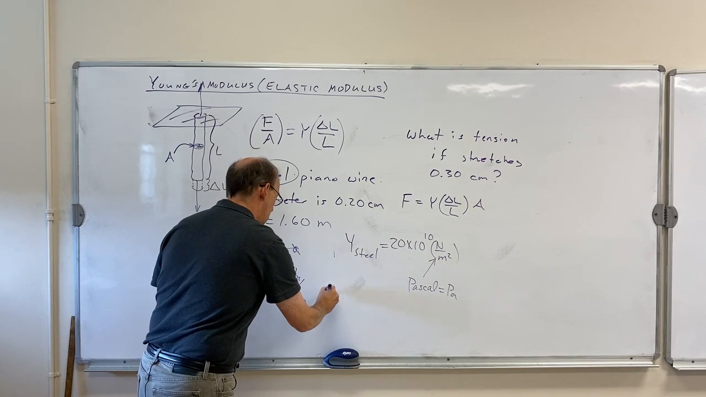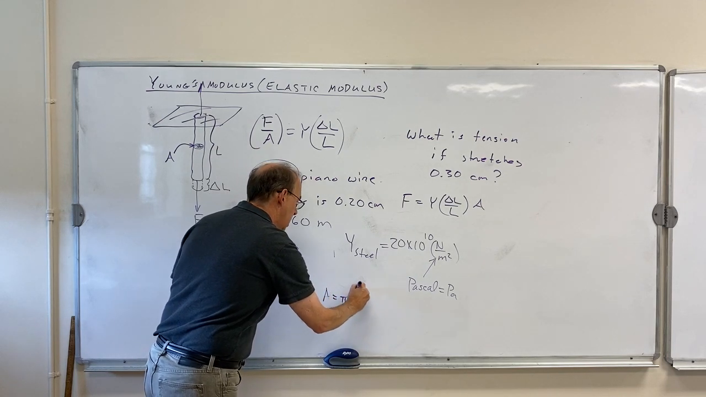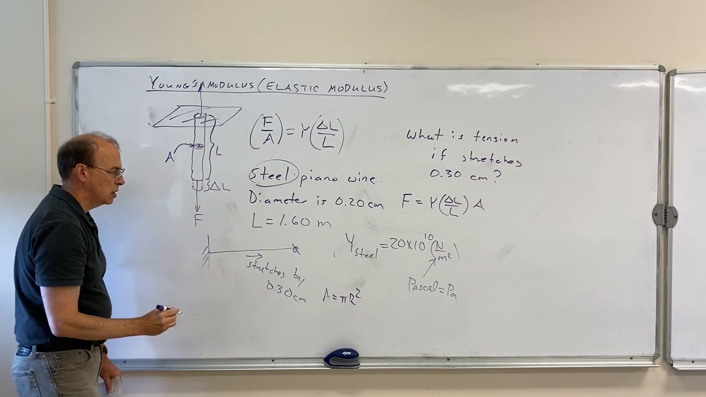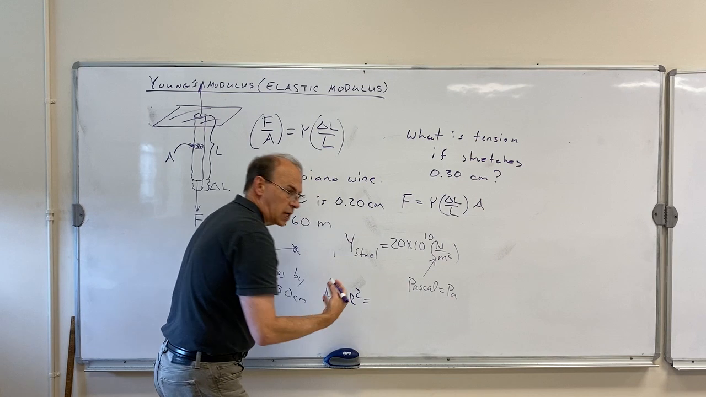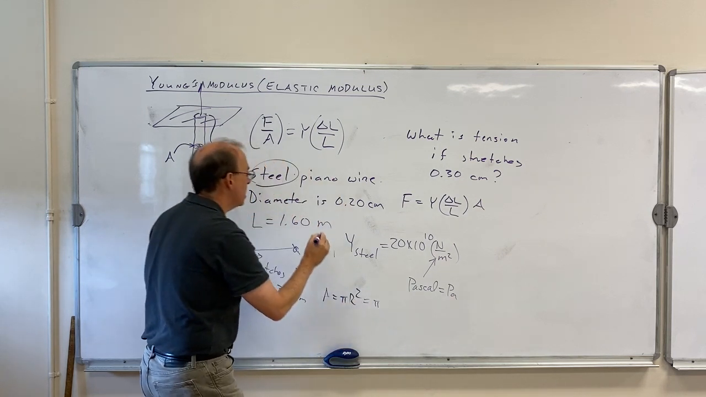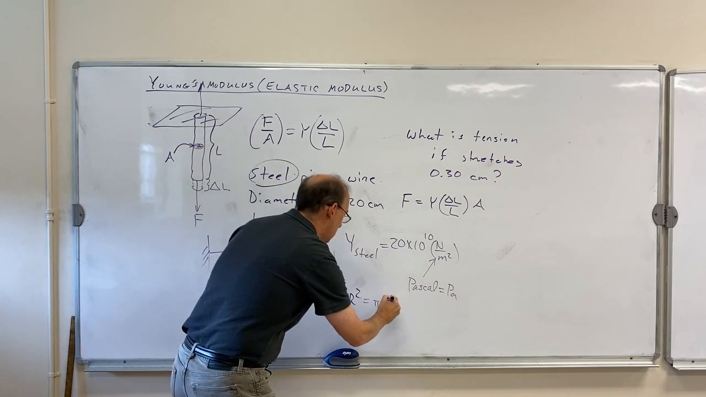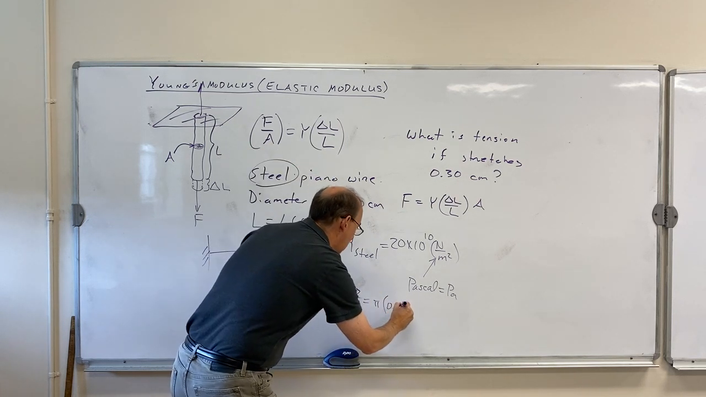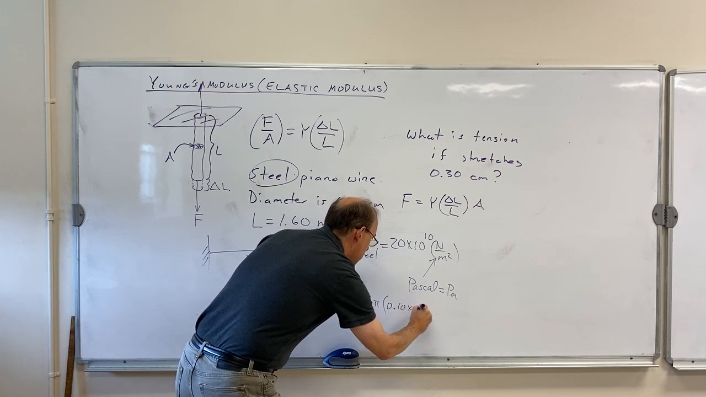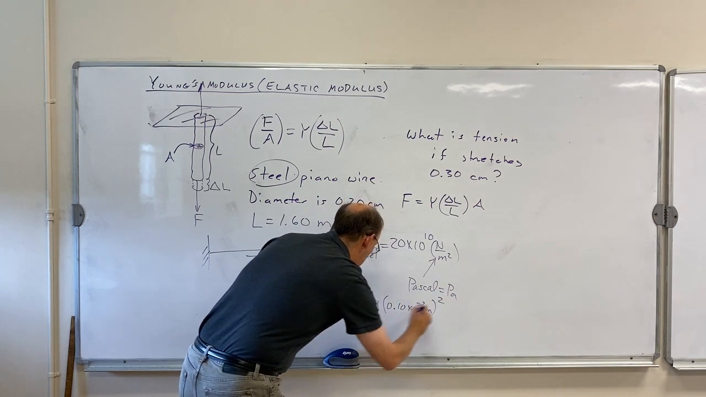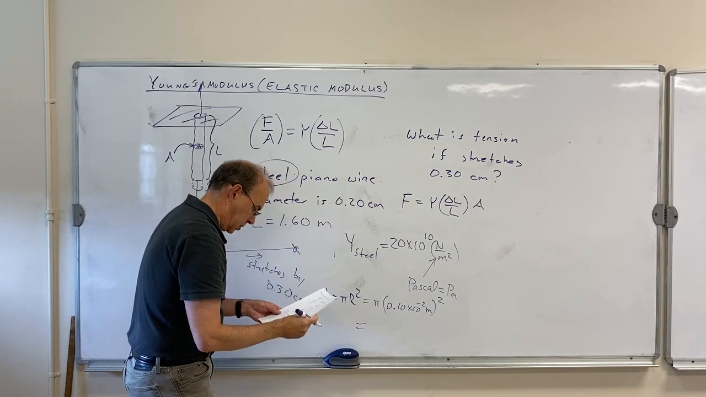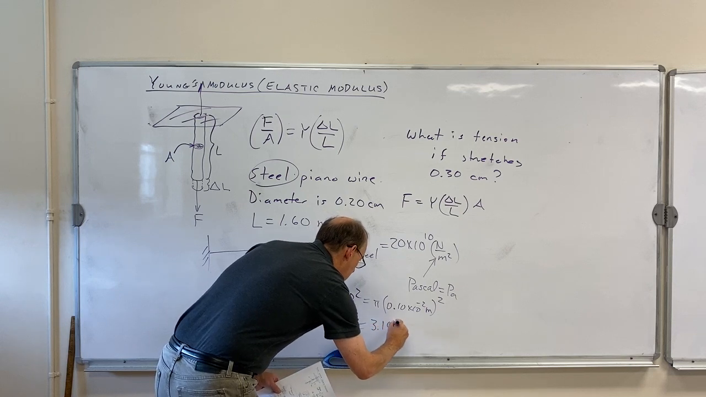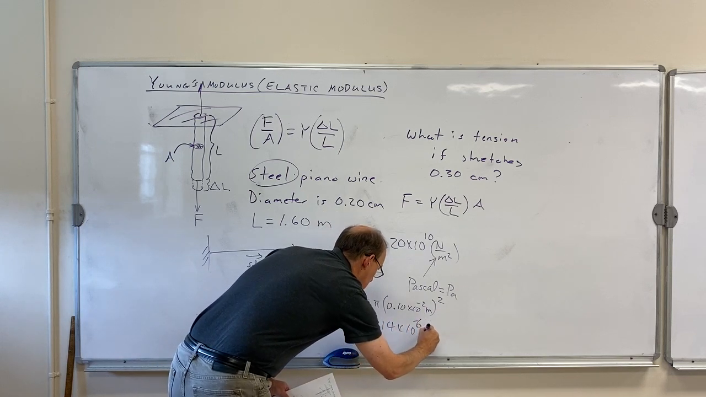As long as they're the same units, they'll cancel. I need the area. Area is pi r squared. It's really important to find out what area I mean. I mean the cross-sectional area, if you were to slice it. So this is pi. I gave you the diameter, 0.2 centimeters, so the radius is half that, 0.10 times 10 to the minus 2 meters, squared. That area turned out to be 3.14 times 10 to the minus 6 square meters.